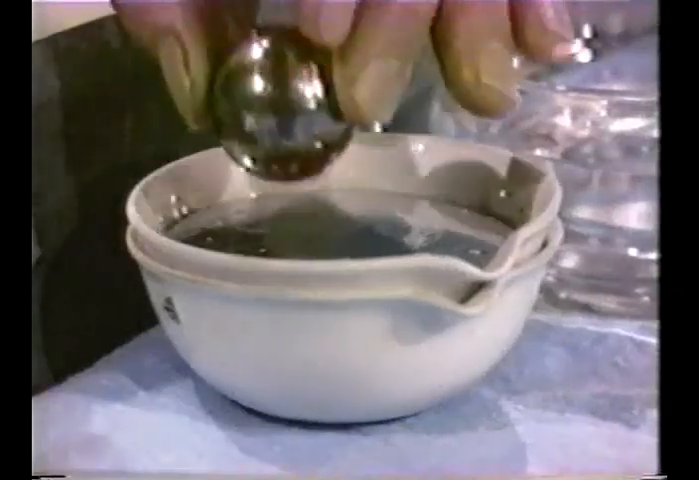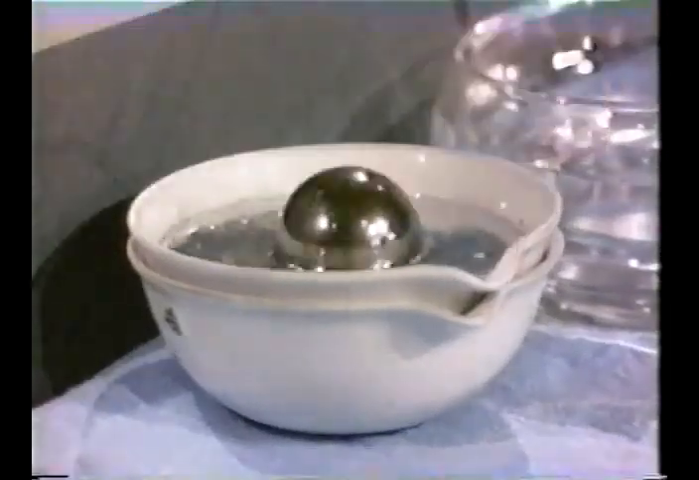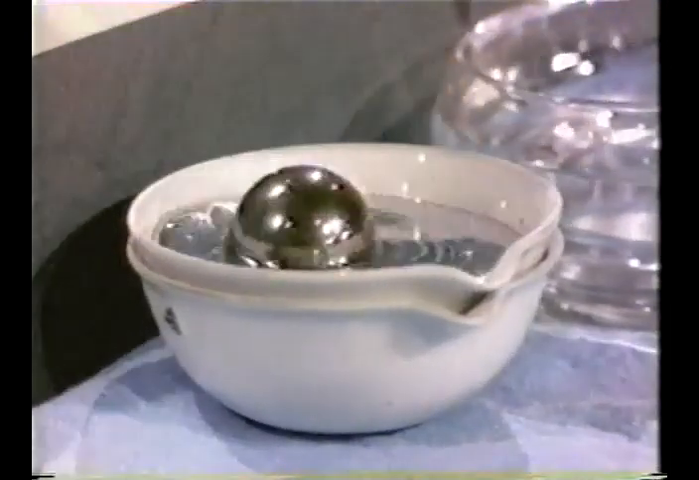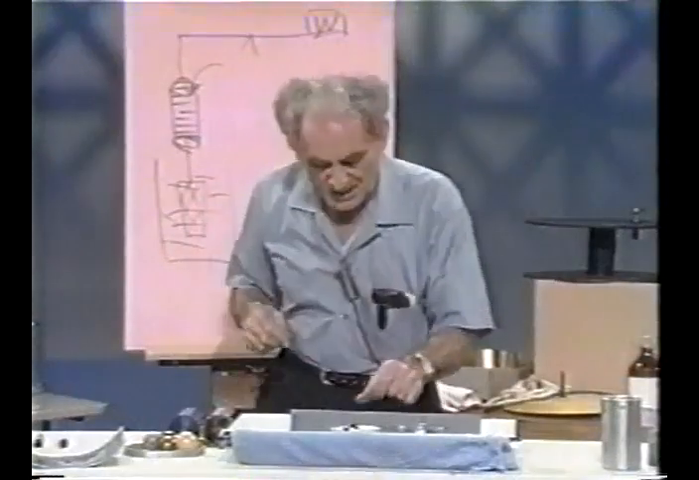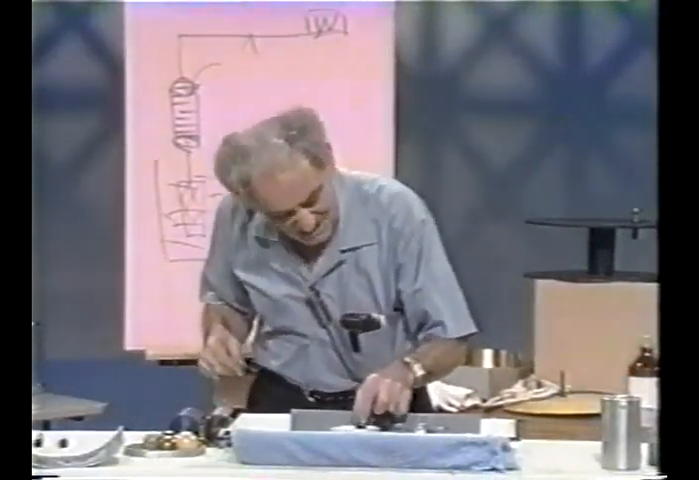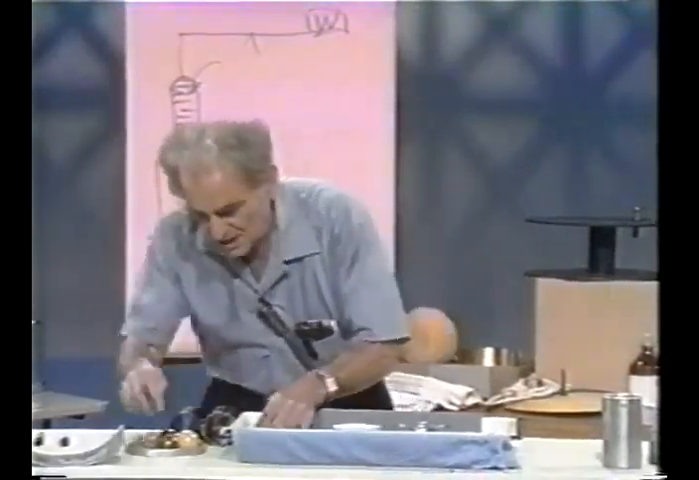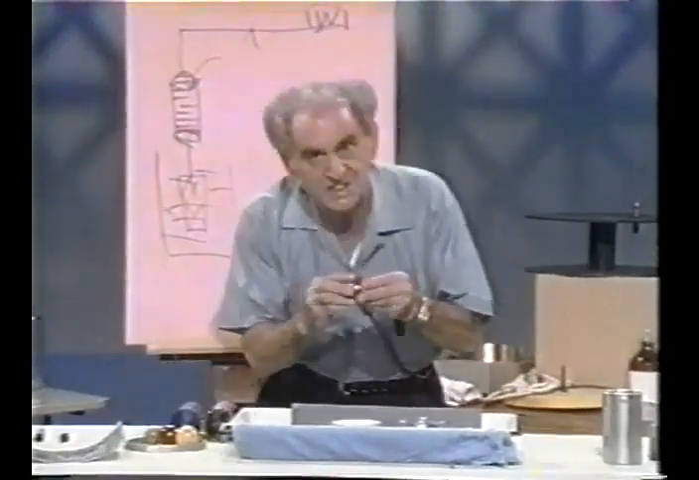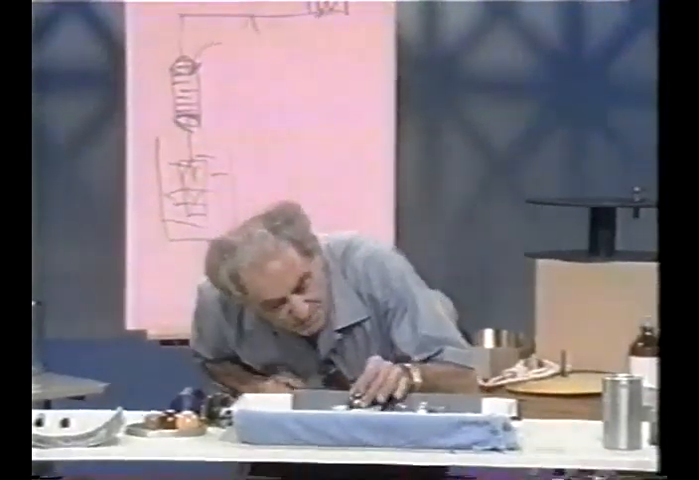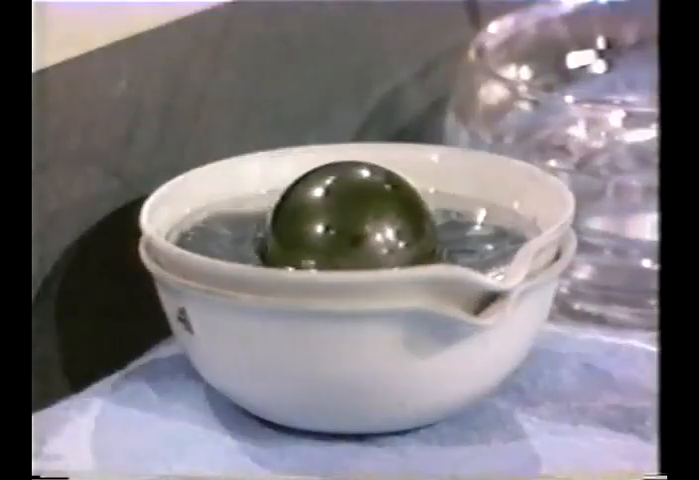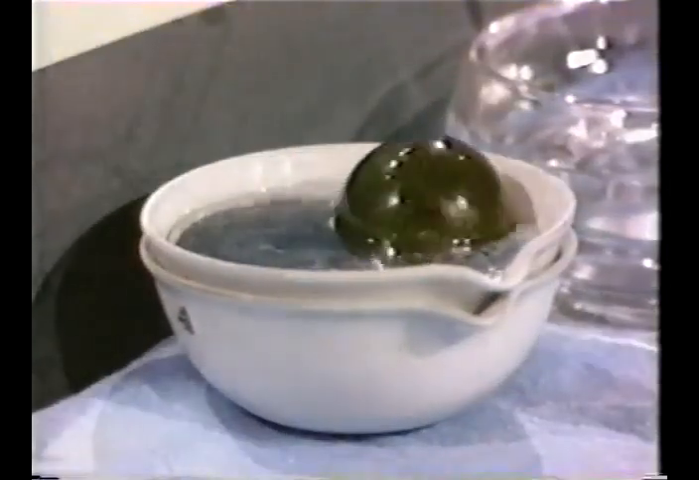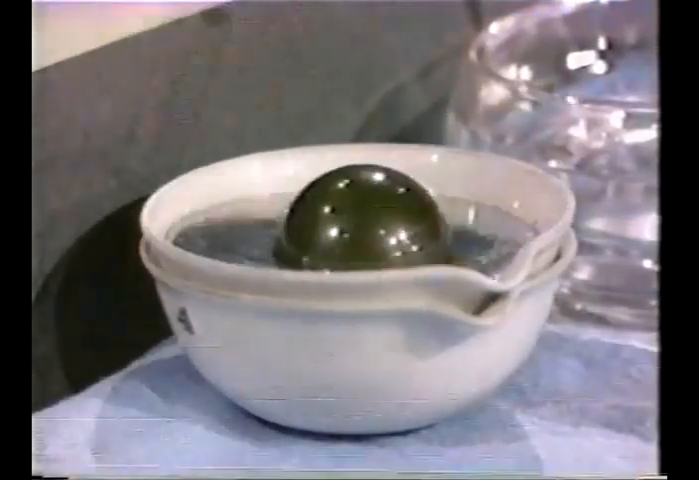Watch it. Oh, this is something. There it is. There it is. The steel floating on the mercury. This is a marvelous thing. Let me use a larger steel sphere, because this is enchanting to see. There it is. Steel floating in mercury.